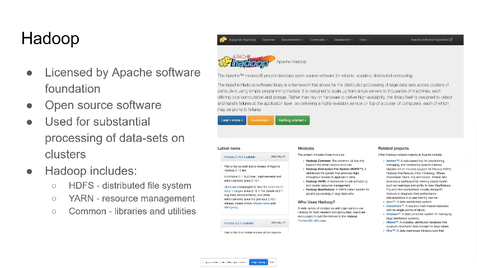Now, on to Hadoop. Hadoop is an open source software licensed by Apache Software Foundation. Hadoop was designed for users to be able to process substantial amounts of data on clusters. The features of Hadoop include HDFS, the distributed file system, YARN, which is the resource management, and common libraries and utilities.